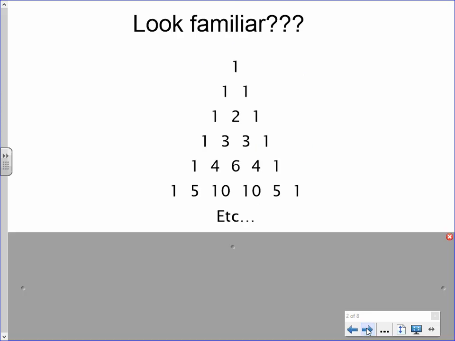Pascal's triangle. Pascal's triangle. I feel like that one dude's Cameron is more descriptive. It is, yep. It's not.